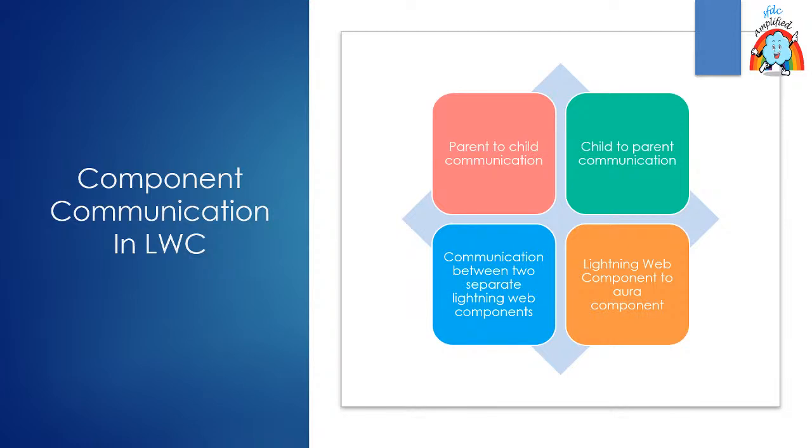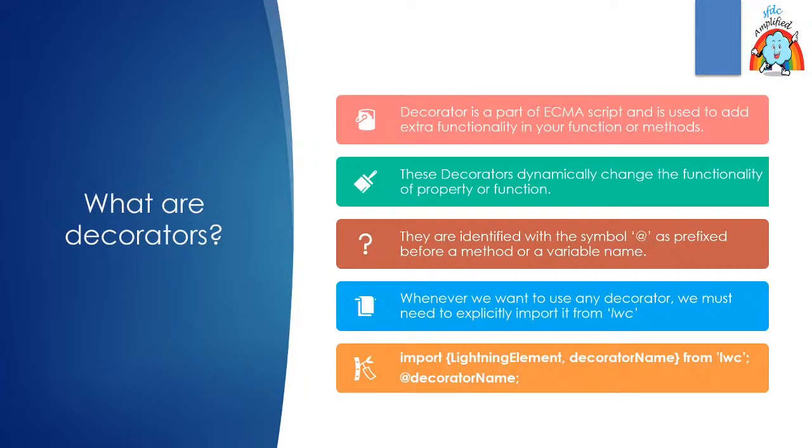So component communication in Lightning Web Components is of four types: parent to child, child to parent, communication between two separate Lightning Web Components, and Lightning Web Component to Aura Component. Before that, we have to understand what decorators are. Decorators are a very important topic to understand.